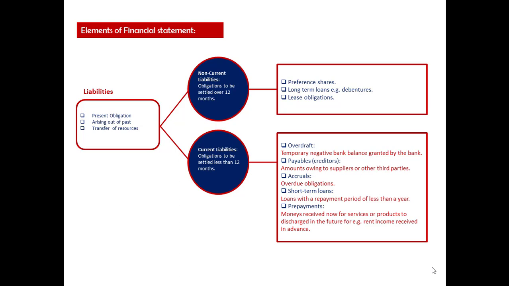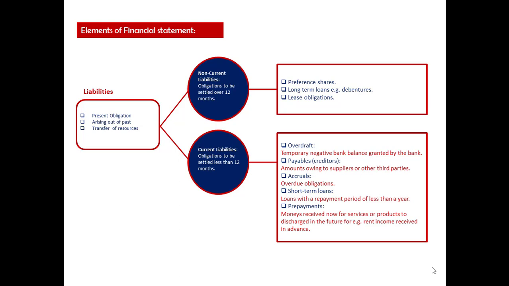So we have overdrafts. That is a temporary negative bank balance. We have payables, amounts owing to suppliers or other third parties. You have accruals, overdue obligations. So when you have a rent to be paid in January, but you pay it in March. Short-term loans with a repayment period of less than a year. Prepayment, money received now for services or products to be delivered in the future.